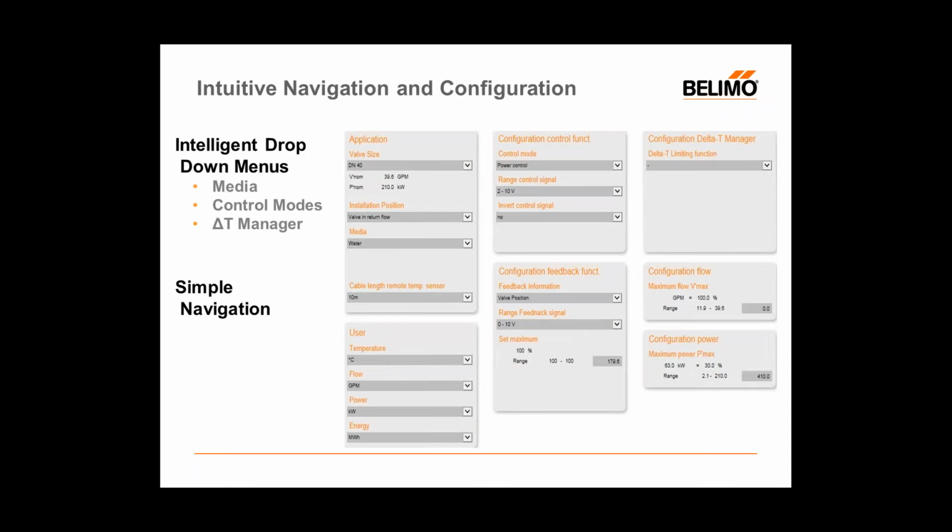The control signal can be selected, whether it be 2 to 10 or 0.5 to 10 volts DC, whether or not we want to invert the control signal. So if you want to go from a direct to a reverse acting control signal, that can be done here as well. The feedback position can be set. The feedback signal range can be set. Delta T configuration, whether we're going to use Delta T Manager, Delta T scaling, or something we call power control, that can be set as well. Our maximum flow rate for the valve can be set, as well as our all-important Delta T set point can be selected here.